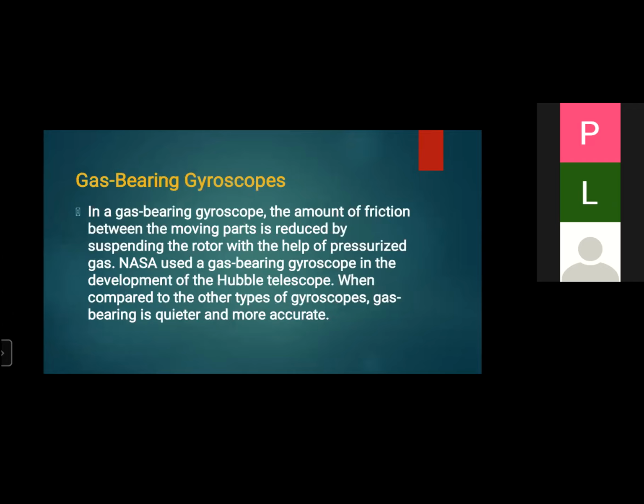And the next one is the gas bearing gyroscope. The amount of friction between the moving parts is reduced by suspending the rotor with the help of pressurized gas. NASA also uses a gas bearing gyroscope in the development of the Hubble telescope. When compared to other types of gyroscope, the gas bearing is quieter and more accurate. That's why NASA is using a gas bearing gyroscope.